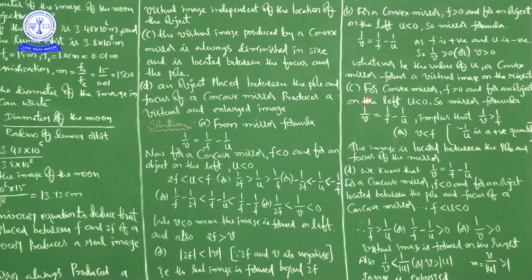Think mathematically, right? So when this is correct, this will be correct. 1 by v is greater than 1 by f. Here minus 1 by u is a positive quantity. When it is correct, you can say this one, no. So the same thing you can also write like this: v is less than f. When v is less than f, what can we say? The image is located between the pole and focus of the mirror.